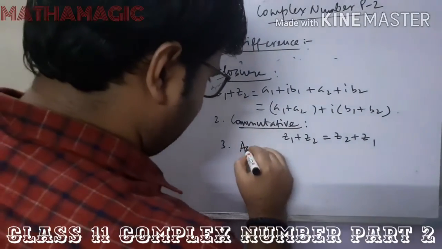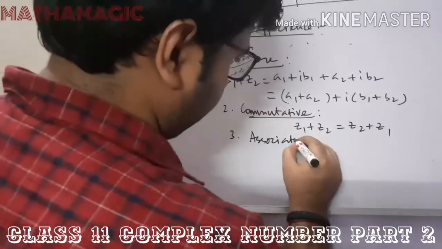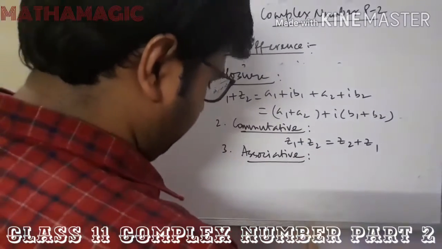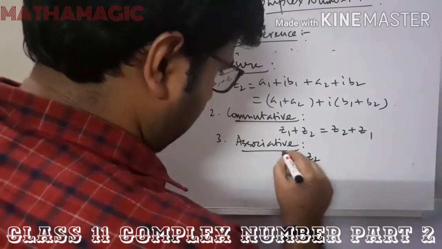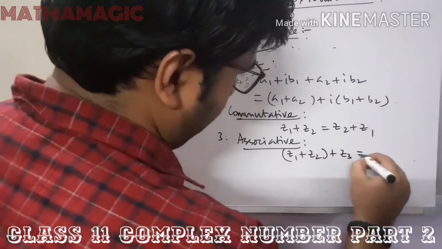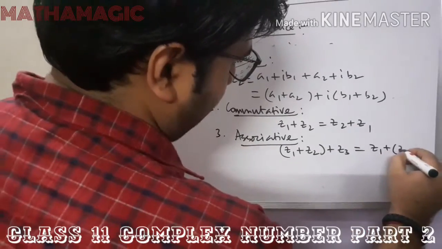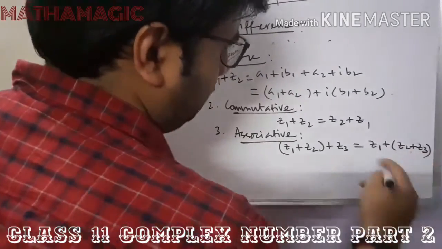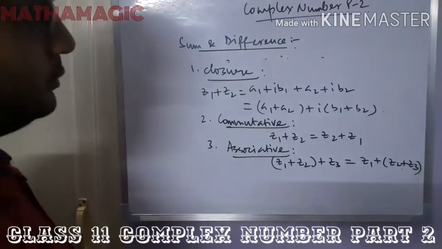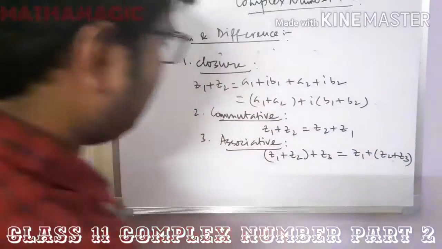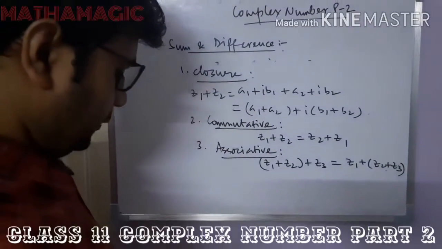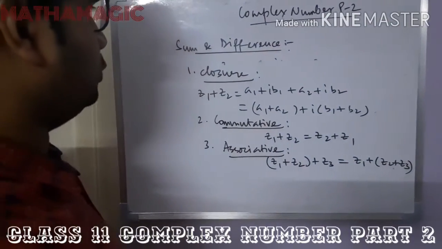Now the third one is the associative one. Associative property. In this associative property, it is being told that z1 plus z2 plus z3 can also be written as z1 plus, within brackets, z2 plus z3. It is also very easy to understand. There should not be any confusion regarding this. So please note it down so that we can move to the next one, that is multiplication of two complex numbers.